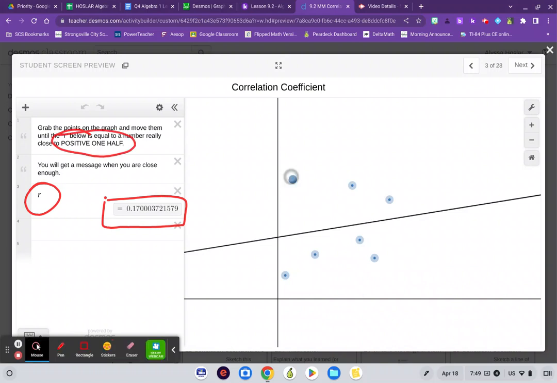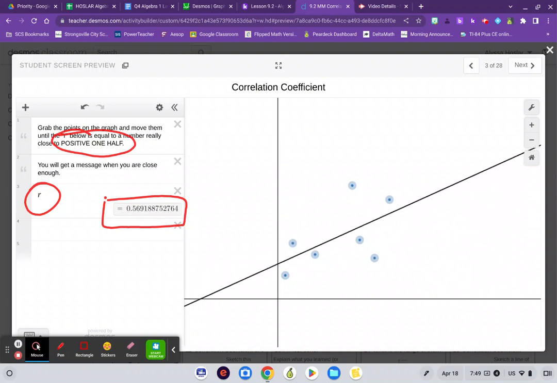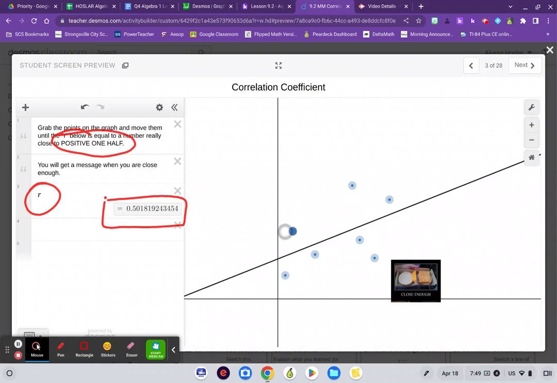So to move the data points, you just pick a data point and you move it around. And notice that as you move your data point around, this R value here is moving. And you can see as I move it, this little picture pops up. It says close enough. I have an R value of 0.5018192434454, about 0.5.